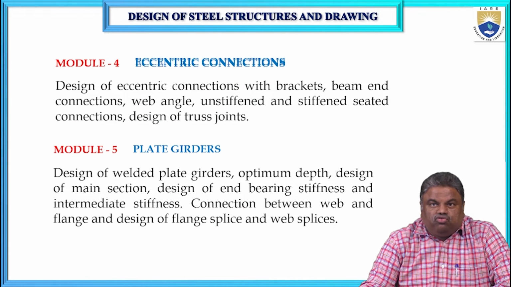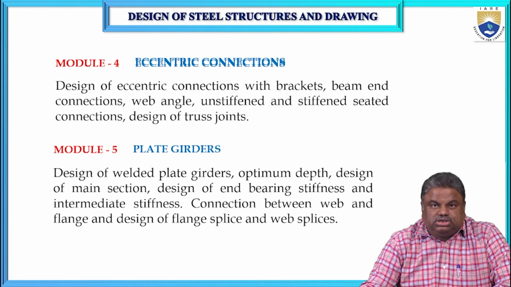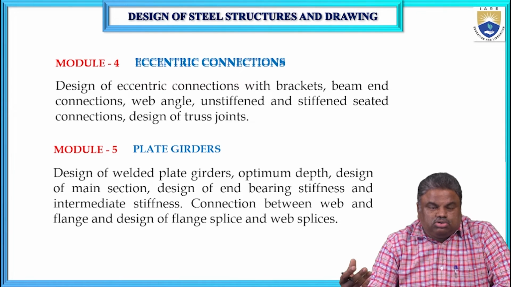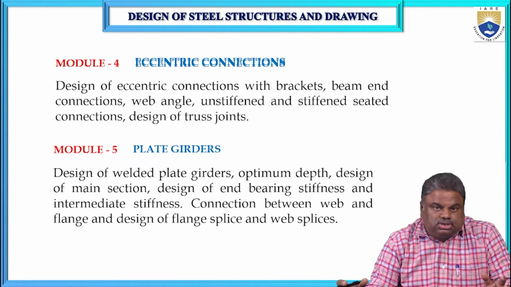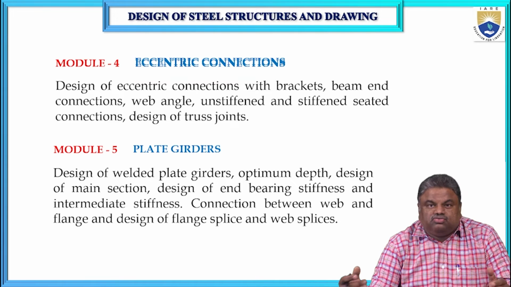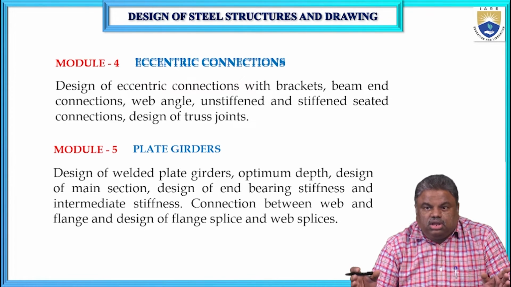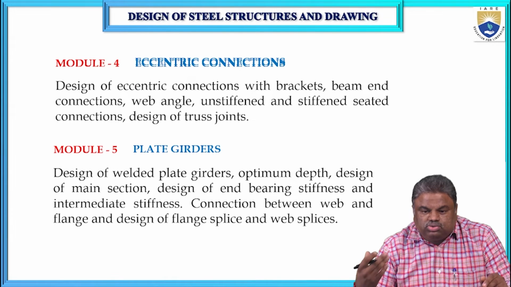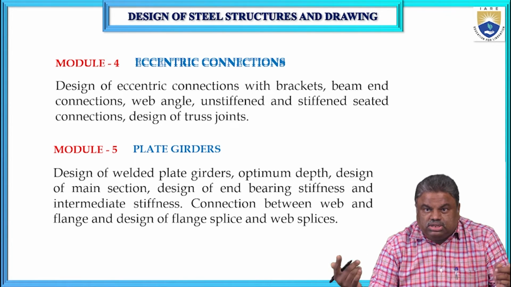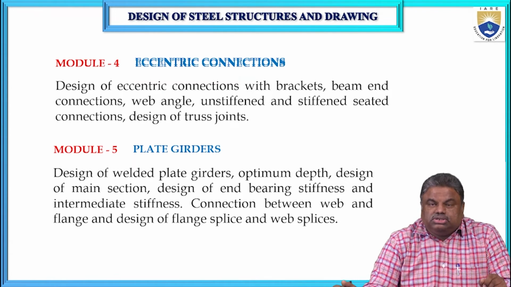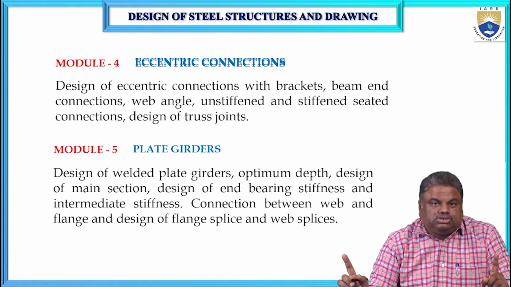If we come to module 4, module 4 is eccentric connections, the design of eccentric connections with brackets. Especially, as I told you, if you have an industry, the movement of granite rocks involves very, very heavy loads. So this we need to transfer from one place to another, which means you have to design the crane. Those crane wheels should be supported on brackets on the column, so we need to design those brackets.